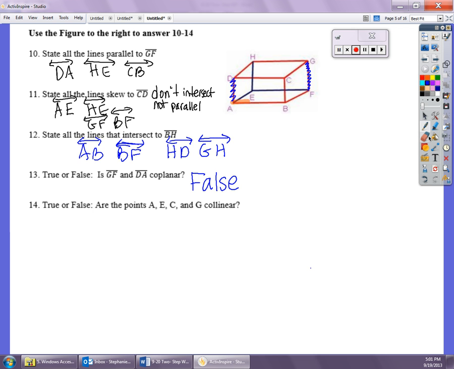And last but not least, collinear means that they are on the same line. So A and E right now, they are collinear. But C and G are not part of the same line. So we would say that it is false.